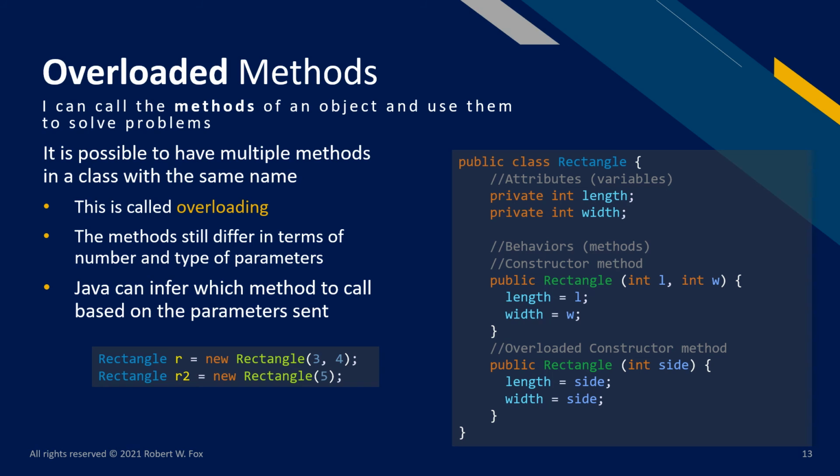We now have 2 different ways we can construct a rectangle object. Take a look. We say first rectangle r equals new rectangle 3, 4. So Java knows, because it sees 2 parameters, to call the first constructor, which will create a rectangle with length 3 and width 4. But then after that, I say rectangle r2 equals new rectangle 5, and I only send 1 parameter. So Java now knows to call my second constructor for this one, and it sets both the length and width to 5. So you don't have to have overloaded methods, but sometimes they're really helpful because they give us options. In this case, 2 different ways to construct a rectangle.